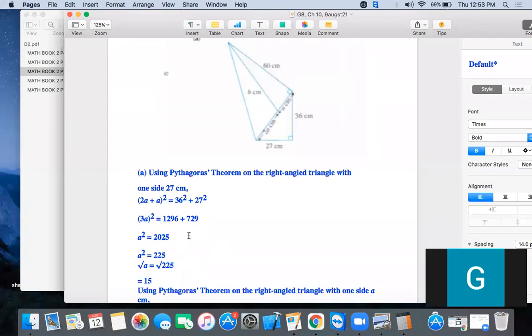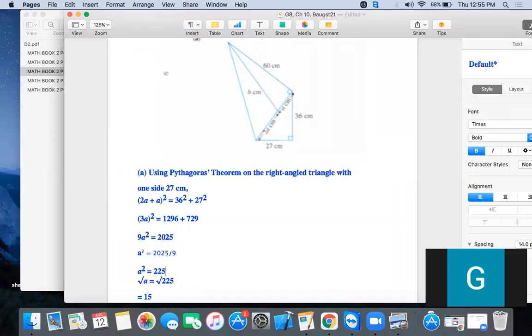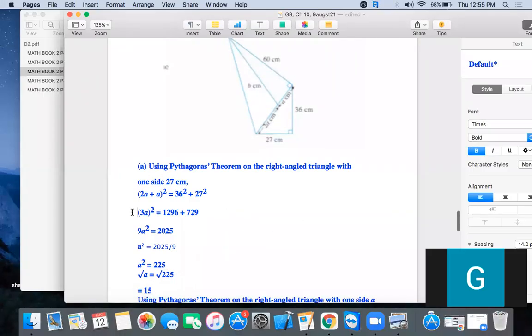Now come to the third step. The third step is very simple. What did you do here? You added these. After adding, your answer will come. Okay, let's take the square of 3. The square of 3 is 9. 3 threes are 9 and the square of a is a square, and adding these two terms you get 2025.